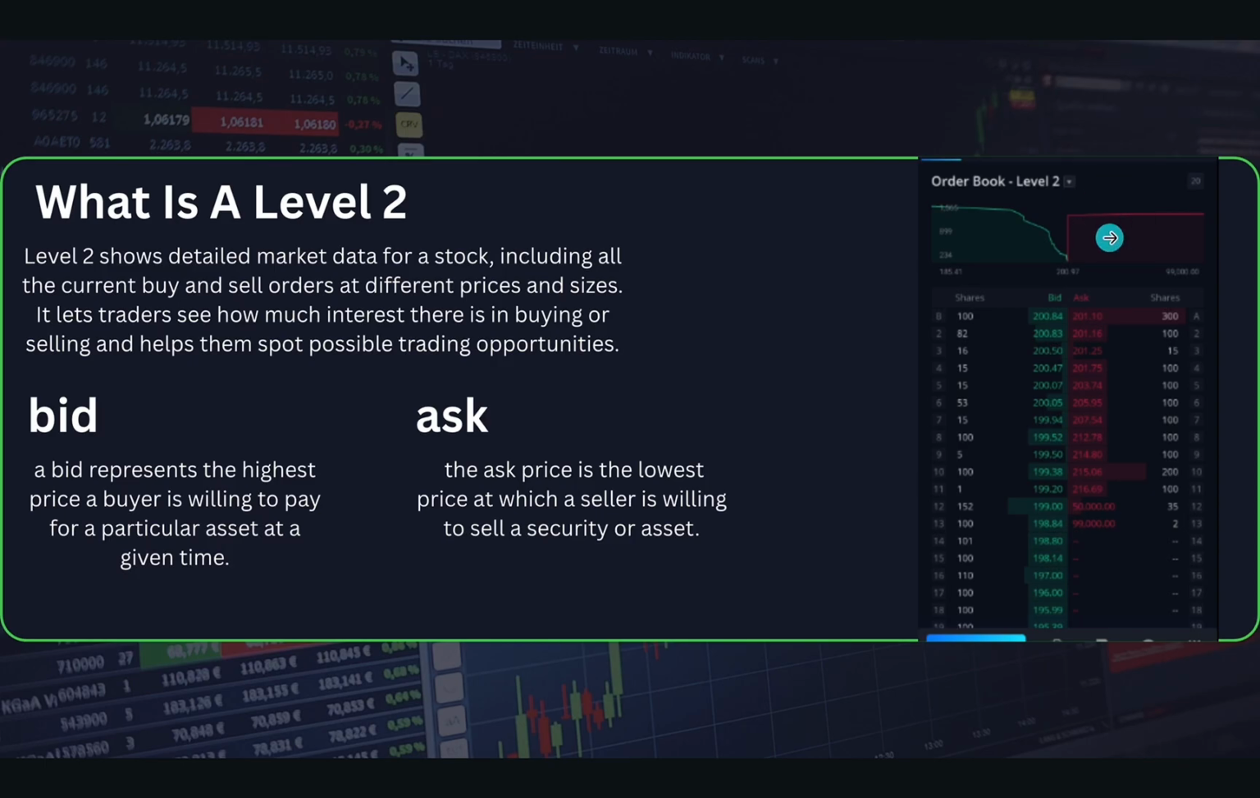So if you were a seller, you would sell on this level. You would sell at the moment because the sellers have more power. If it was the opposite, then you would buy because the buyers have more power. But you can see right now it's the sellers.